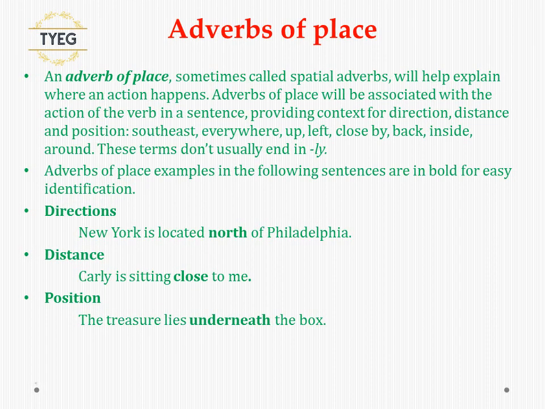Adverbs of place. An adverb of place, sometimes called spatial adverbs, will help explain where an action happens. Adverbs of place will be associated with the action of the verb in a sentence, providing context for direction, distance and position: southeast, everywhere, up, left, close by, back, inside, around. These terms don't usually end in "ly."